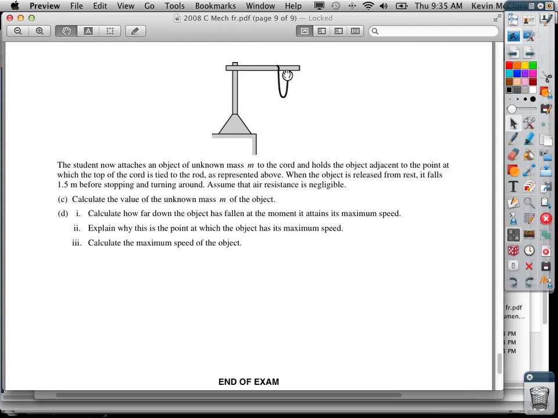Are you recording? Yes. Acceleration again? Maximum acceleration? Wait, no. Maximum velocity. Yeah. Okay.